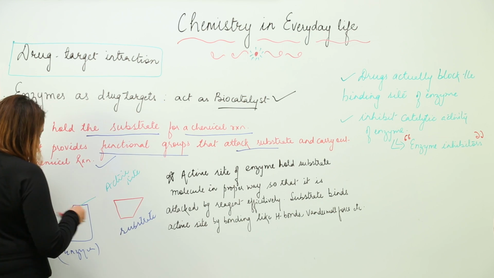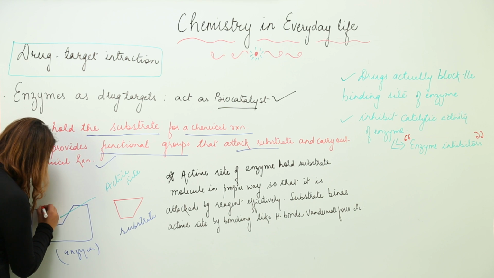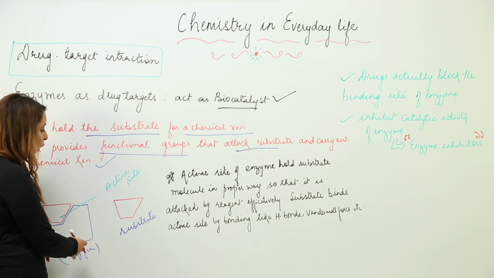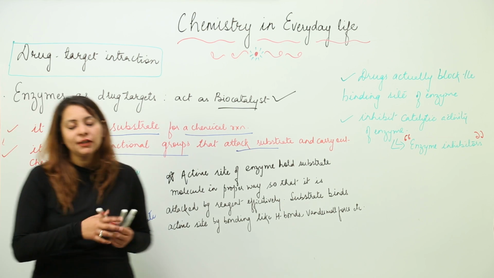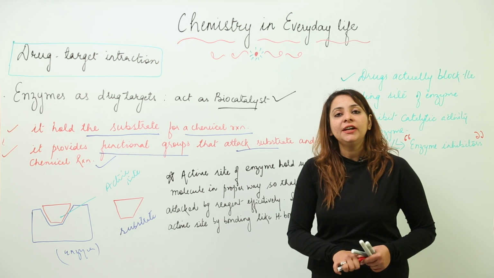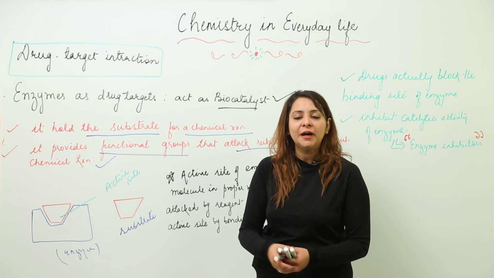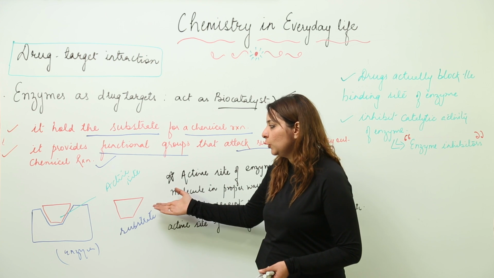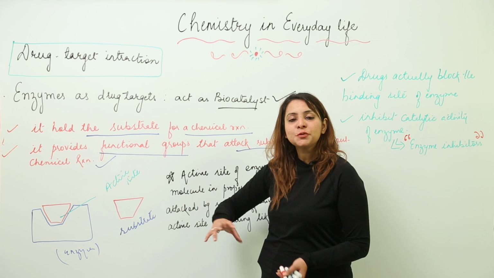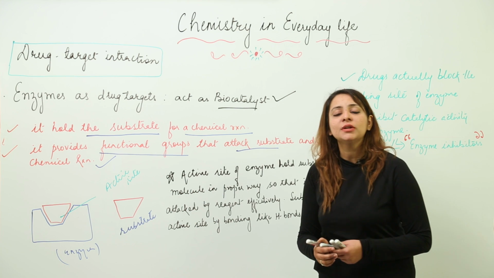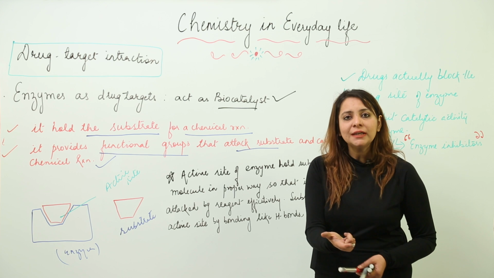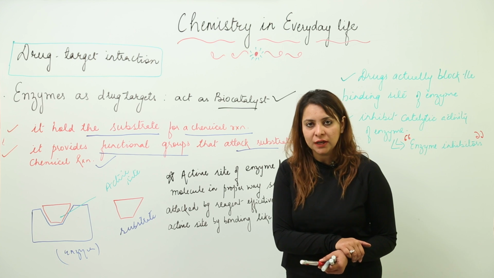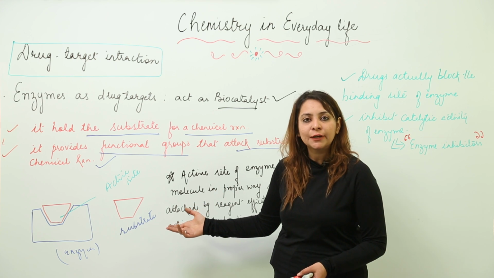This is what happens. The substrate fits in the active site like this, and they form a kind of complex. Now this complex holds the substrate in such a manner that the reagent attacks the substrate in an effective manner and the chemical reaction takes place. So here it is allowing the substrate and reagent to react in a proper manner so that the chemical reaction can occur. So this is what a catalyst is, right? A catalyst is that which helps the chemical reaction to occur. This is how it makes the chemical reaction possible.